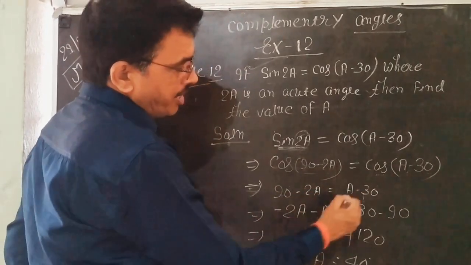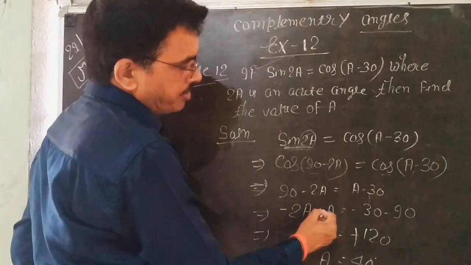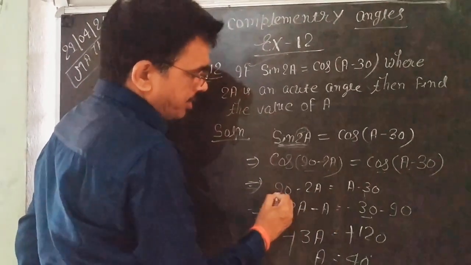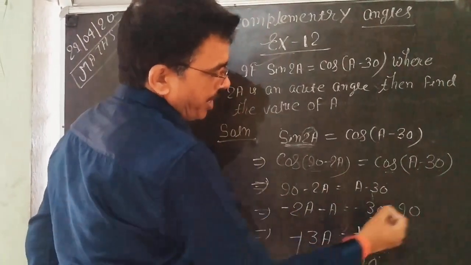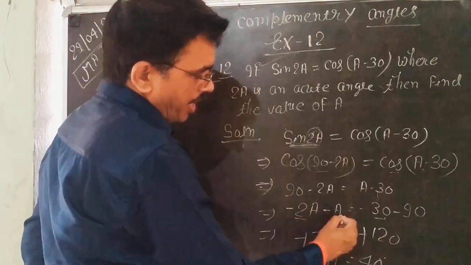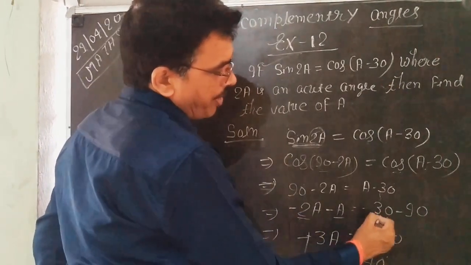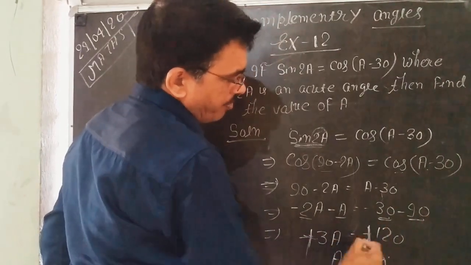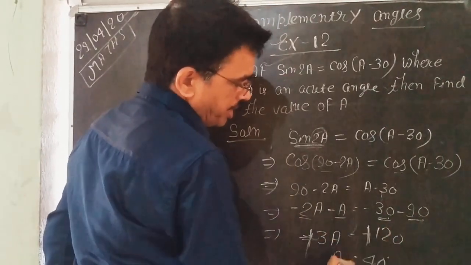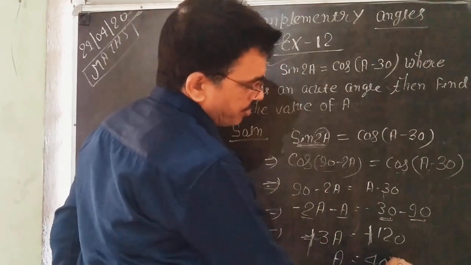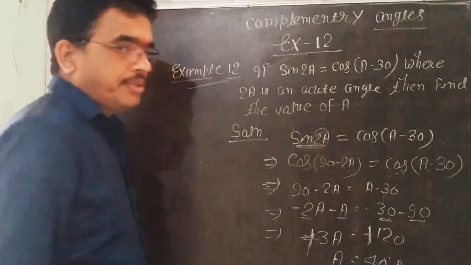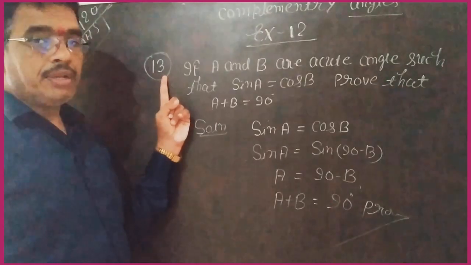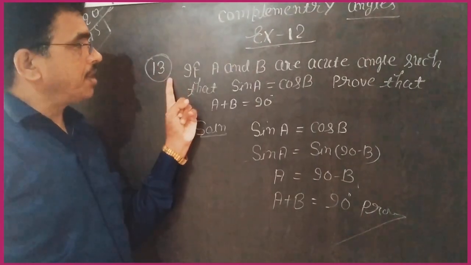So what remains? 90 minus 2a is equal to a minus 30. Then minus 2a, this is plus a, this side is minus a. Here is minus 30. This 90 goes to that side, that is minus 90. Here is minus 2a, minus a, minus 3a. I have minus 30, minus 90, minus 120. Both are negative, so I write here positive sign. Then a is equal to 120 by 3, that is 40 degrees.